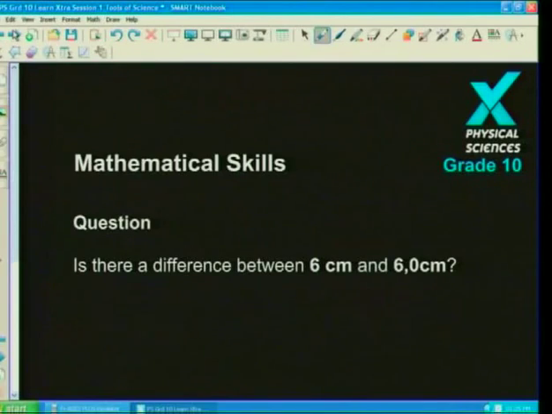Okay, now we're moving on. And the next thing we're going to go to is the idea of some math skills that are really important. We're just going to conclude today's lesson by looking at some math skills. Here's a question for you to think about. Is there a difference between 6 centimeters and 6.0 centimeters?